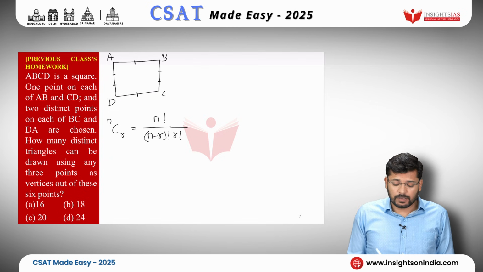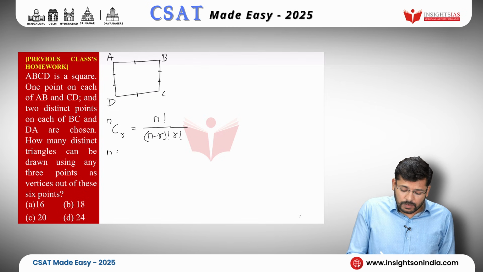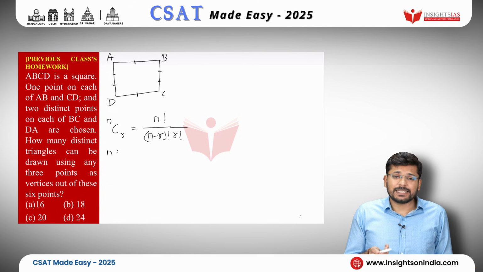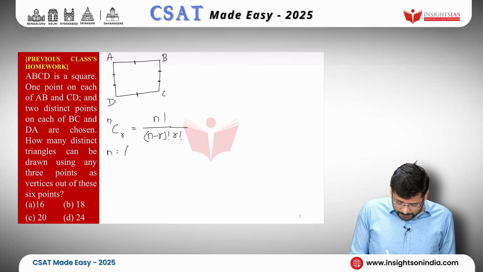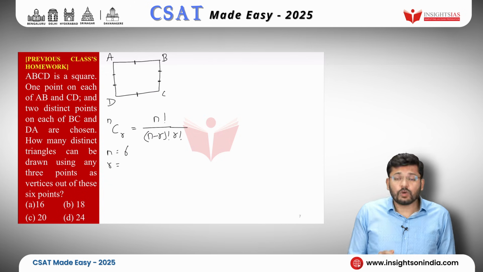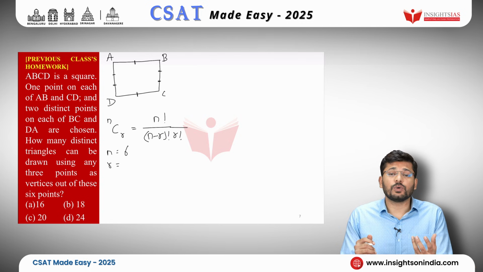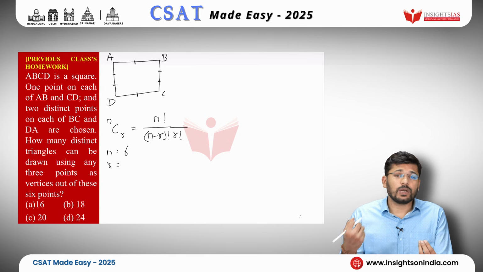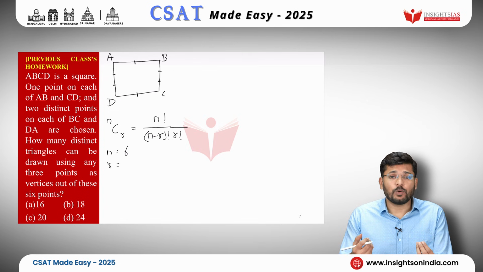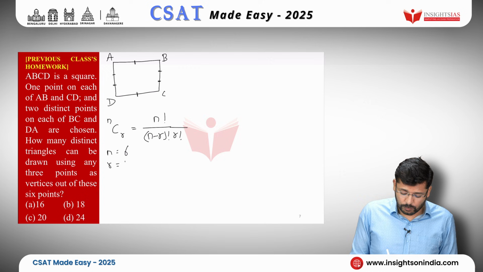In this case, n will take the value of how much? How many points are there? 6 points, right? So, n will be 6. R, out of these 6 points, how many points do you need to select at a time? Only 3, because they are asking us to form a triangle using these points. A triangle needs only 3 vertices. So out of these 6 points, you may choose any 3, it will give you a triangle. So r value would be 3. So we need to calculate the value of 6C3.